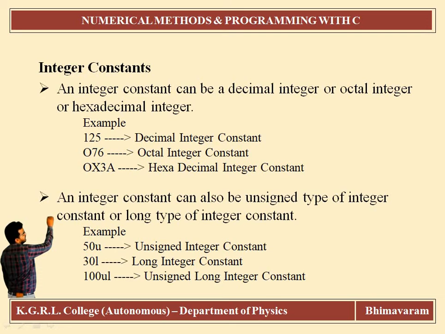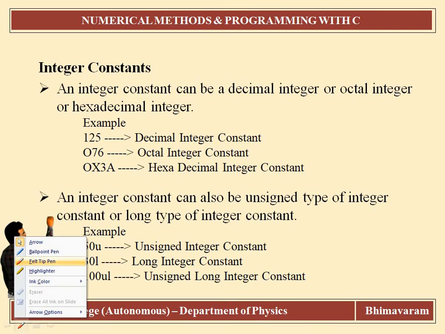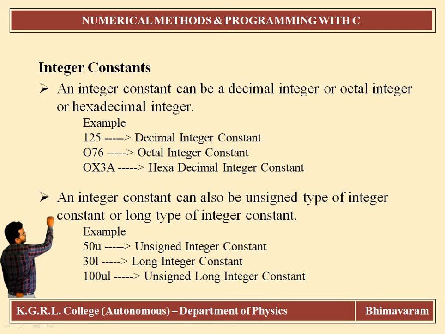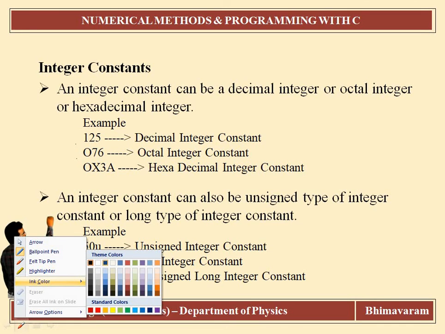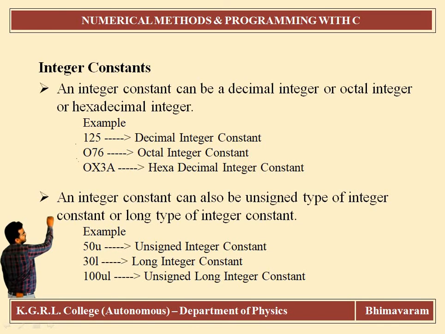Consider examples. Here 125 is the decimal integer constant. And another one, 076. In this example, the prefix 0 indicates that it is an octal integer constant. Next one, 0x38. In this example, 0x indicates that it is a hexadecimal integer constant.